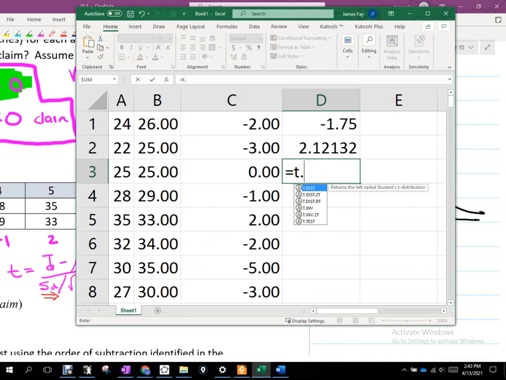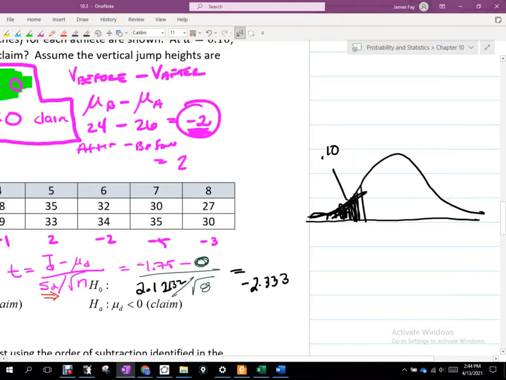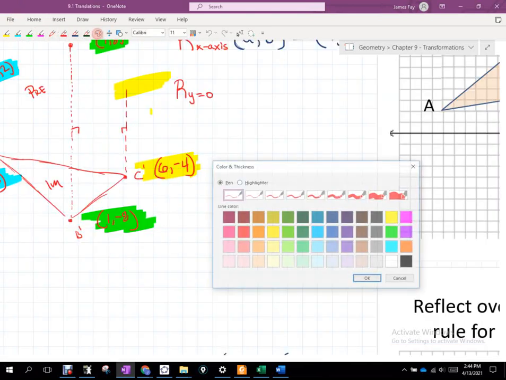T dot dist. Okay. Our x value. Oh, I'm sorry, I got that backwards. I was thinking p-value. We want t dot inv, which is probability. So there's the alpha of 10%. And our degrees of freedom is n minus 1. So n was 8. And we'll get negative 1.414. Okay, so that's negative 1.414. Where does our t-value of negative 2.33 fall in comparison to that number?